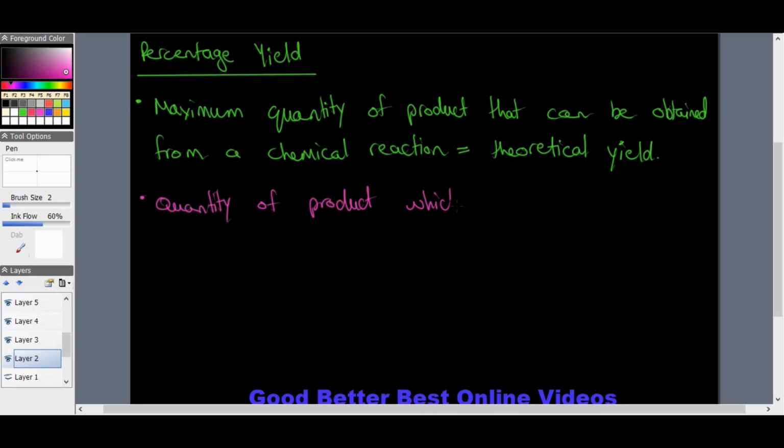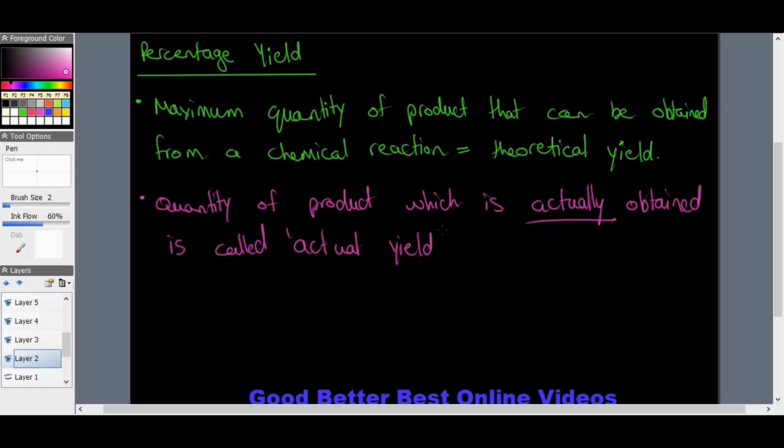which is actually, let's focus on that word, actually, obtained in the laboratory while looking at the experiment, or while the reaction is taking place, or at the chemical plant, whatever, and it is called actual yield.